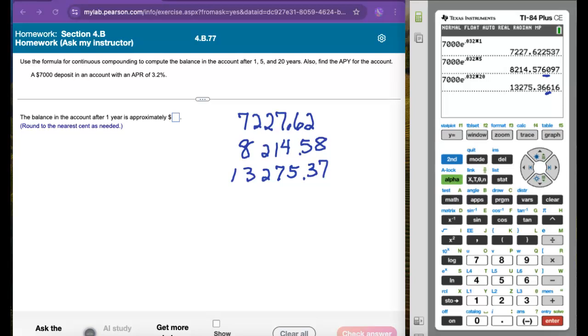Now, you're also asked to find the APY. And APY we looked at earlier is the same thing as finding the relative increase in 1 year. So the difference here from this 7,000, this was the 1 year, $7,227.62. Subtract 7,000. That's our difference. And then we want to divide by the original, and the original was 7,000.